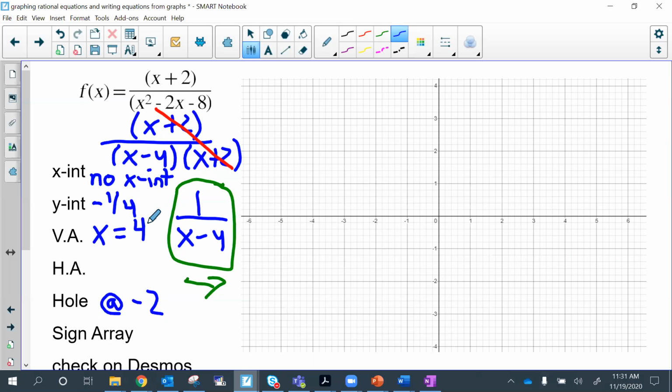And then when I compare the degrees, there's no x's in the numerator, so the degree is 0, and 0 is less than 1. So this is just going to be a horizontal asymptote at y equals 0. So I'm going to just graph this thing. So here's our y equals 0 horizontal asymptote, and then we need to do x equals 4, so I need to come over here to 4.